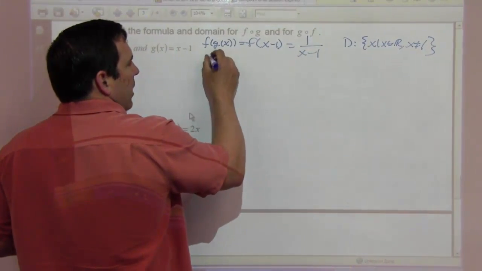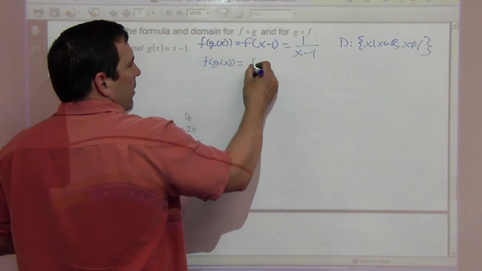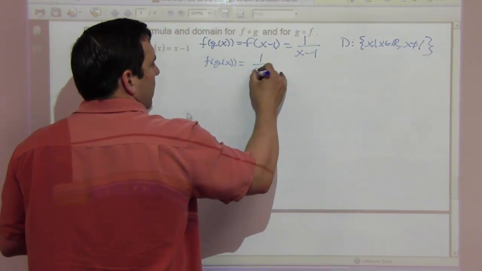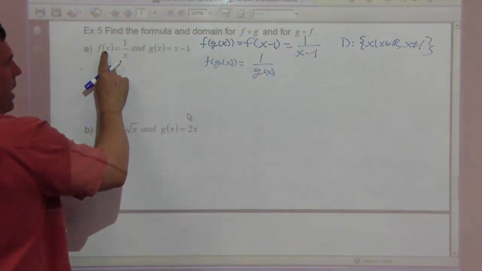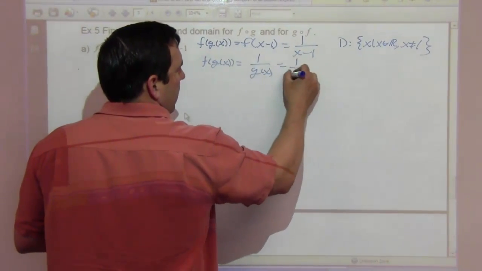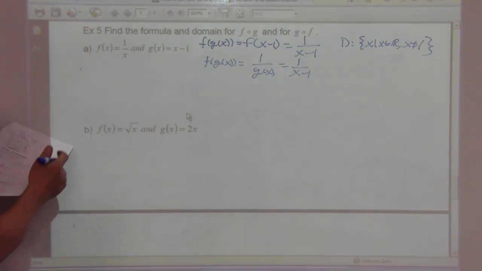Another way to do this would be f of g of x would be 1 over g of x, because what does f do to x? It makes it 1 over x. So it's 1 over g of x, and that's also 1 over x minus 1. So two ways to see that process.